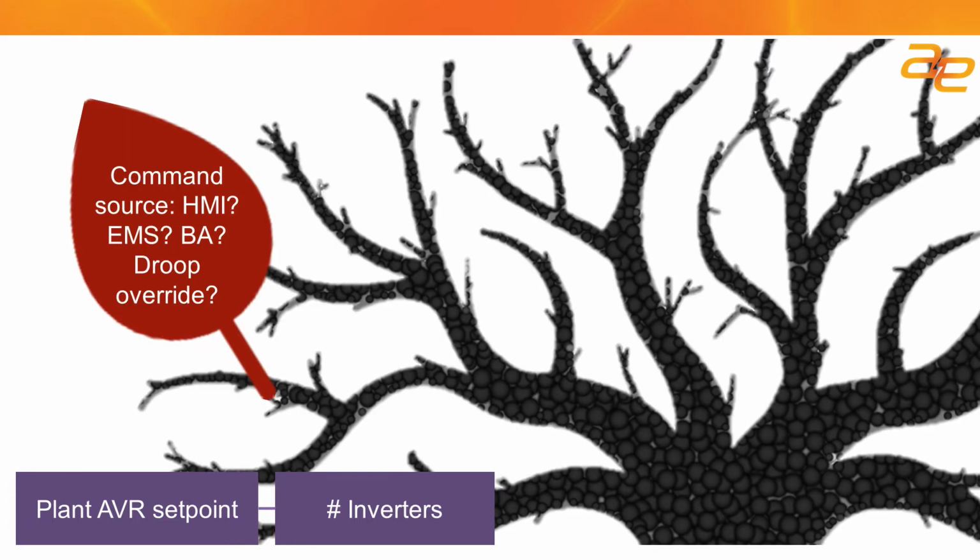So again, like with active power, there can be multiple sources for what the voltage or AVR set point should be. It might come from HMI, it might come from energy management system, the balancing authority, or we could just have an override algorithm in the control system that says, based on these conditions, here's what we need to do. So a set point can come from multiple locations, and the controls can interpret set point based on line conditions.